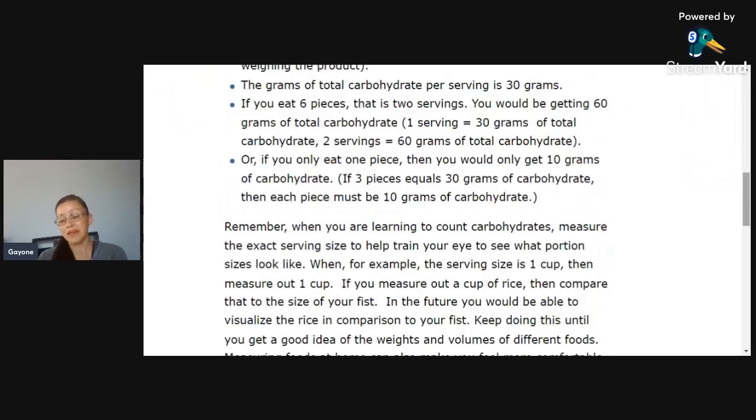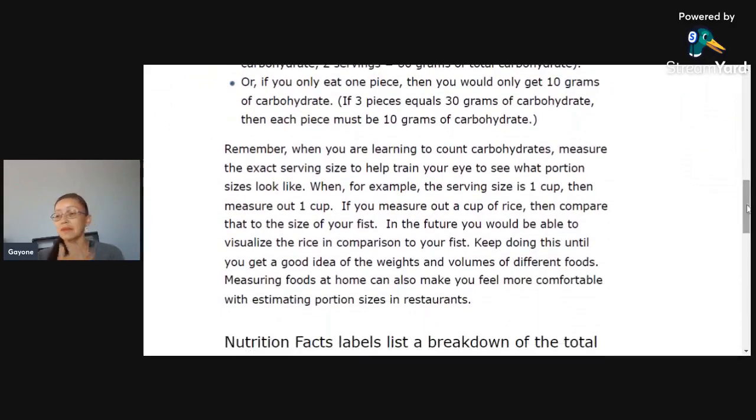So this stuff is very complicated. Like I said, I'm going to do my best to explain this and help you read your labels. Doing the best I can here.